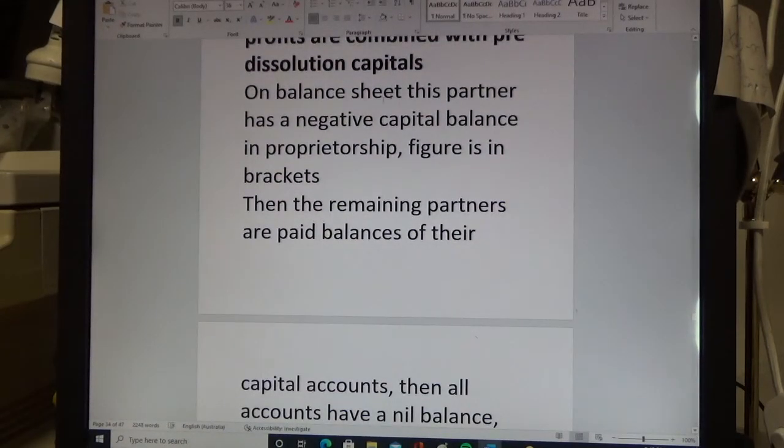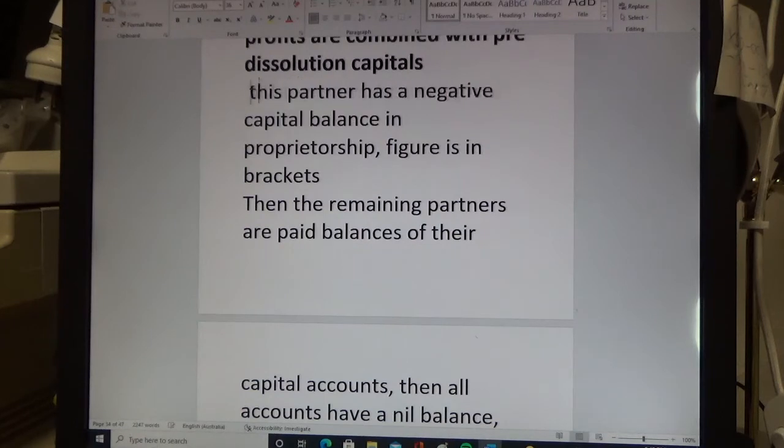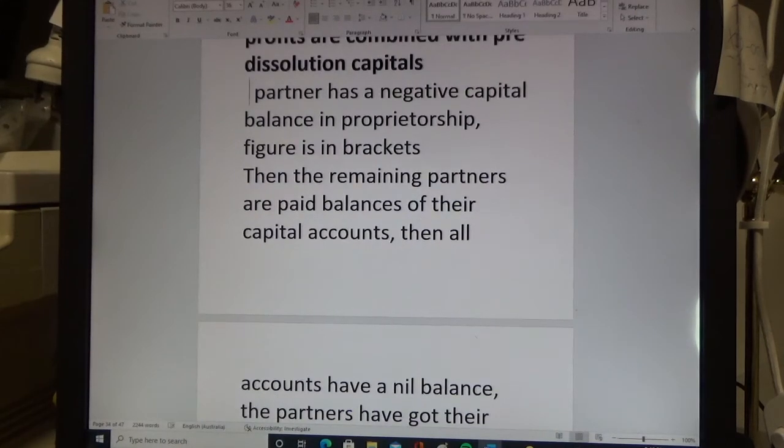There's no balance sheet, so delete that. No financial statement. Partner has a negative capital balance, okay. That figure would be in brackets because it's negative. Negative figures are in brackets in bookkeeping.